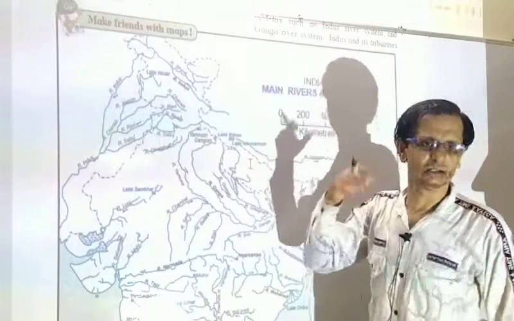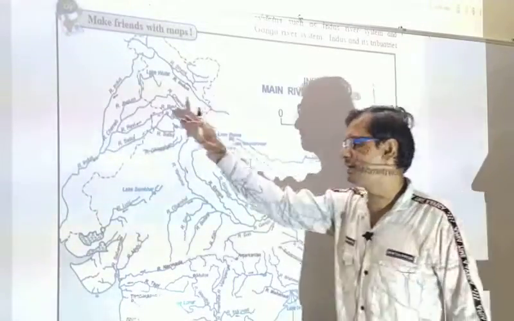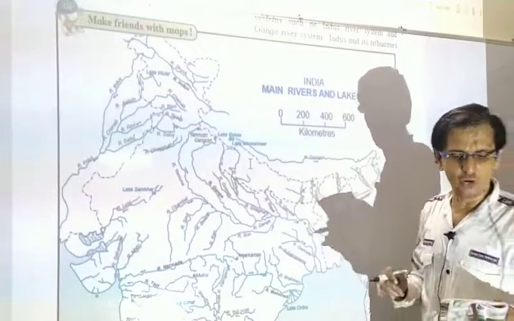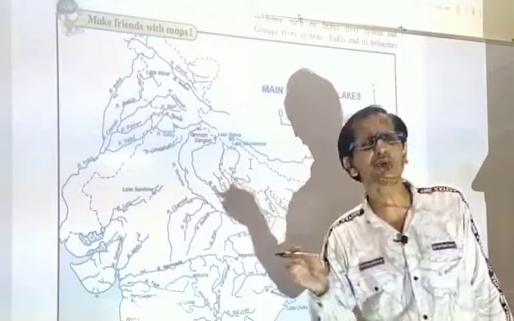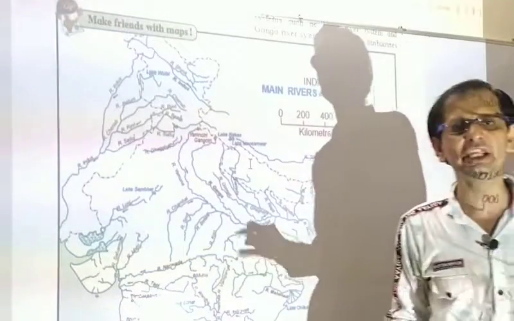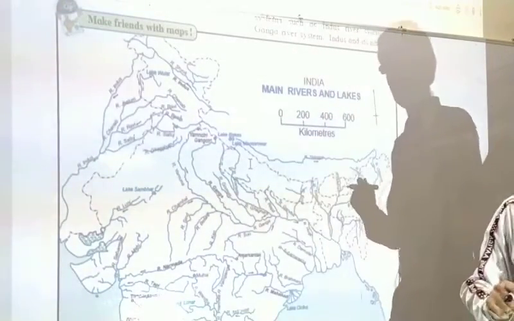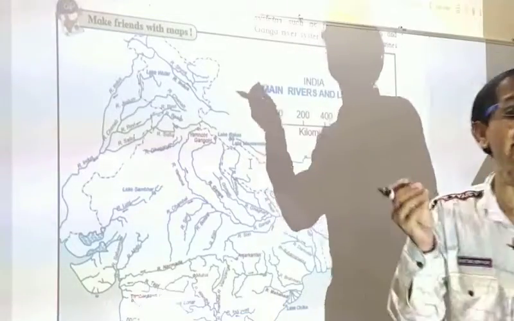From these, various Himalayan rivers originate. Now, some of these glaciers melt. Now, what is the unique quality of Himalayan rivers? Okay. Himalayan rivers are perennial in nature.